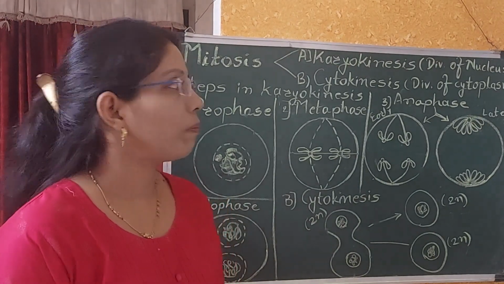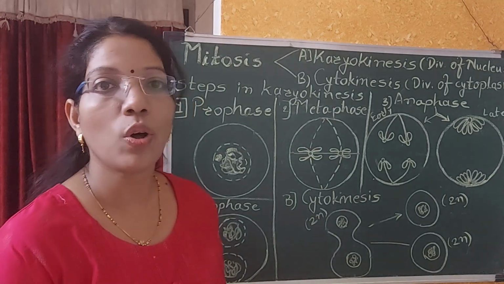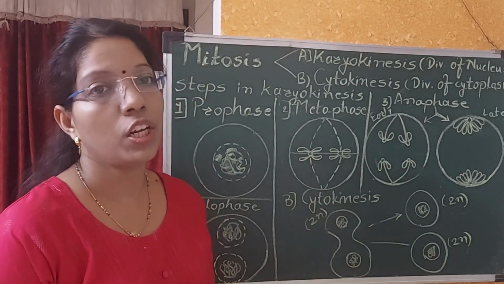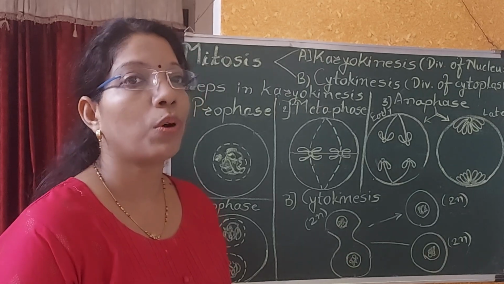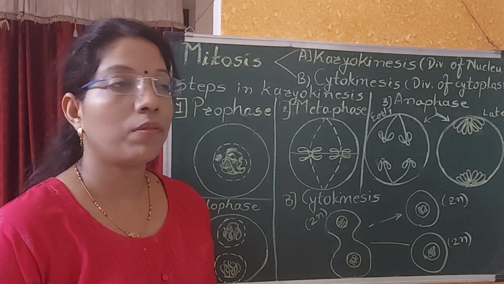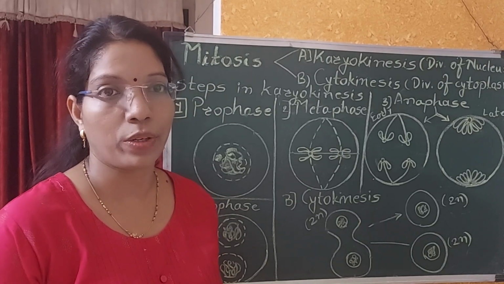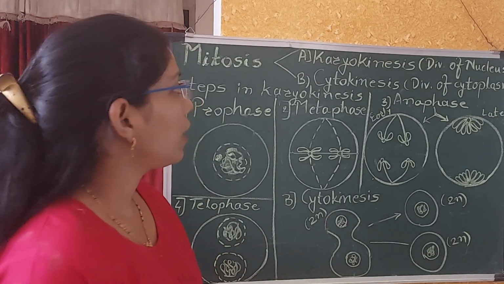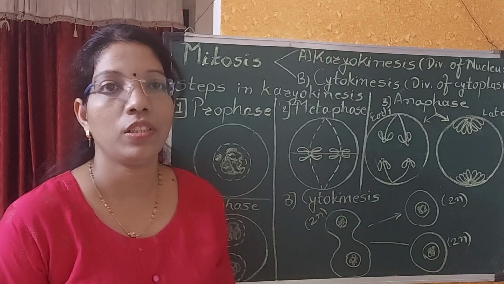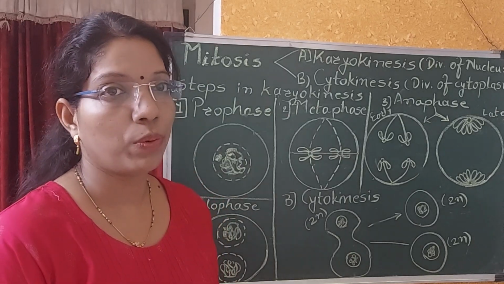So what do we know about mitosis? Mitosis occurs in the somatic cells of the body. Somatic cells means body cells. What is the reason why mitosis occurs? What is the significance of mitosis? There are 3 significances of mitosis. First, the growth of the body.